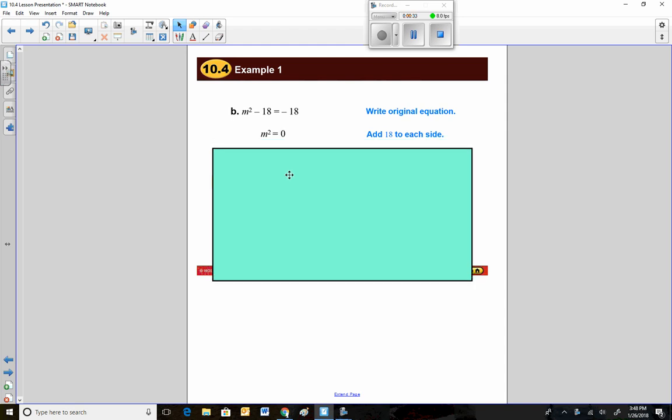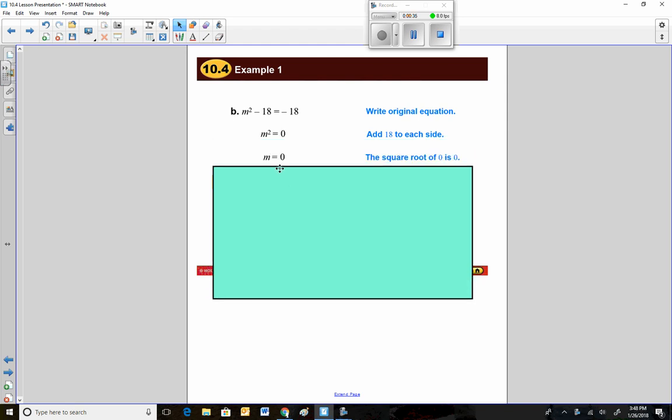How do I undo the square? I do a square root, and when you do the square root of both sides, you get m, and the square root of 0 is 0. So your answer is 0. Easy enough.